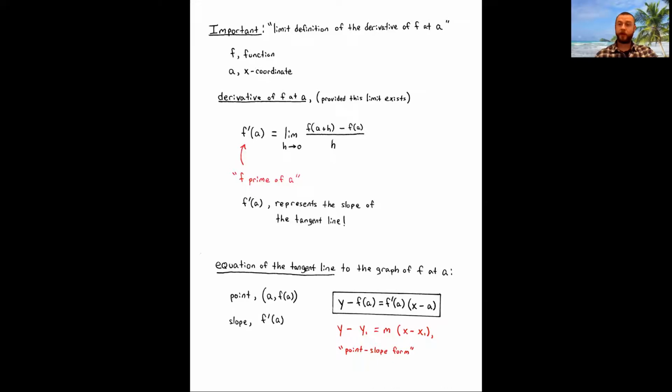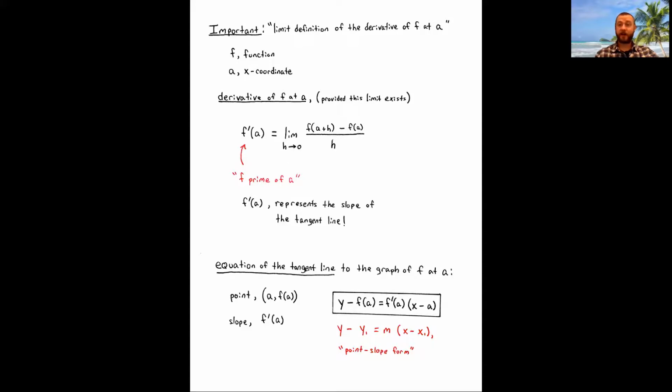F prime of a only represents the slope of the tangent line. We might also want the equation. But that's actually going to be really easy because it's just relying on familiar point-slope form from algebra. We have a point with coordinates a, comma f of a, and we have the slope now, which we don't calculate as rise over run.